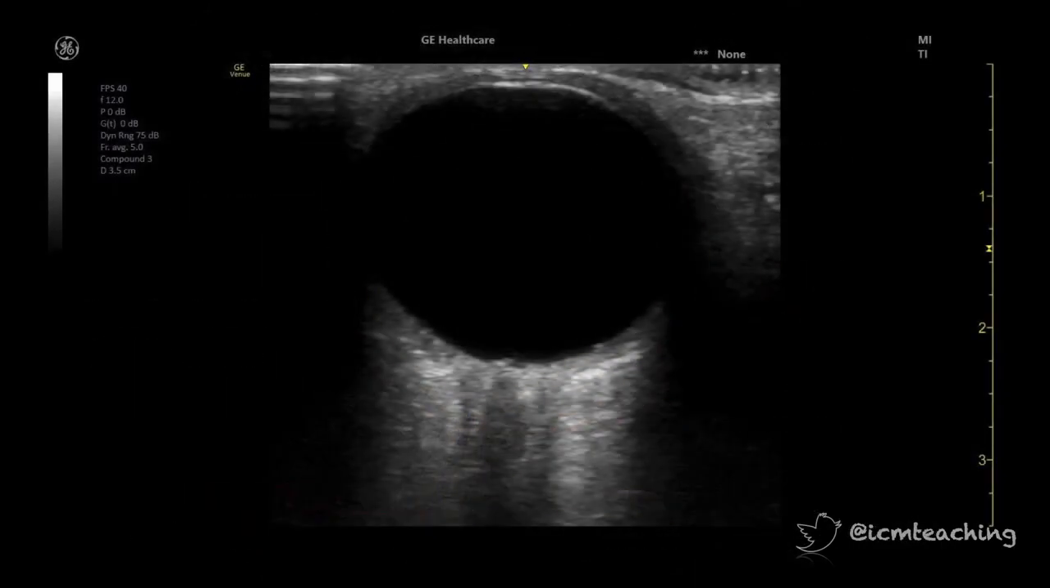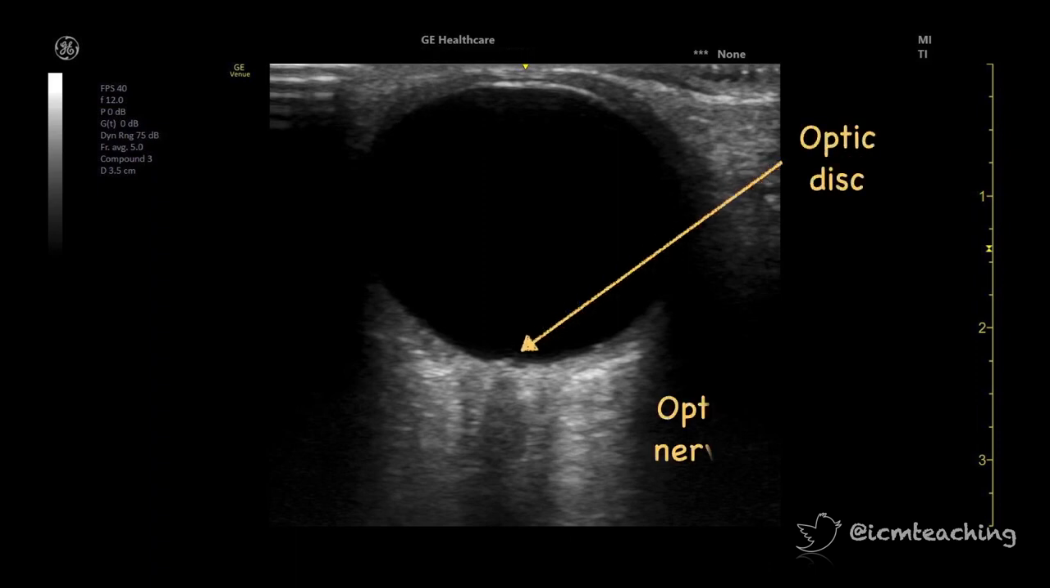And this is the kind of image we see on ultrasound. We can see the slight bulge of the optic disc, the hypoechoic nerve, and the hyperechoic sheath on either side of the nerve.